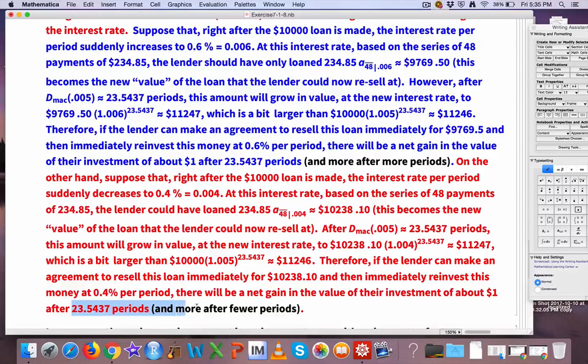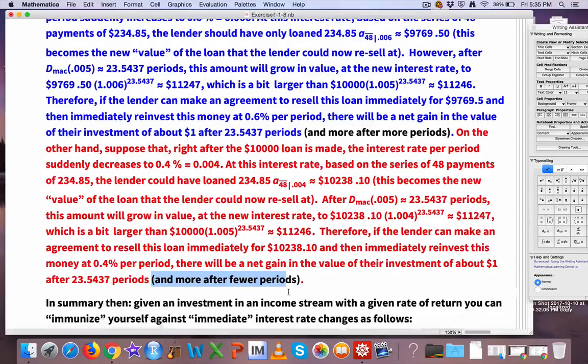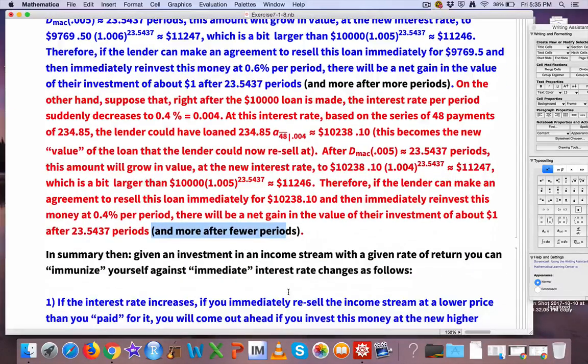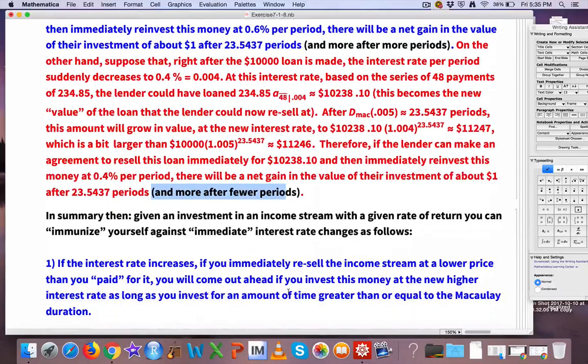even after the Macaulay duration number of periods, and there would be a bigger net gain after fewer periods, and in fact, the biggest net gain is right away. You might want to just take the money and run, so to speak. But maybe you could find an interest rate higher than this. Maybe it's not loaning it out to somebody else, maybe it's something else, some other investment. Okay? Just make sure you recoup those gains in fewer periods than the Macaulay duration.